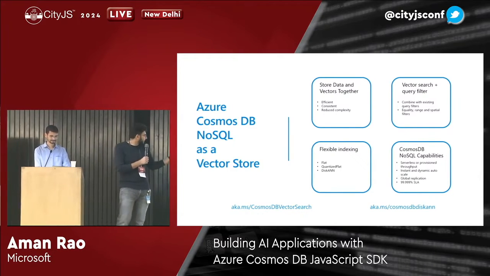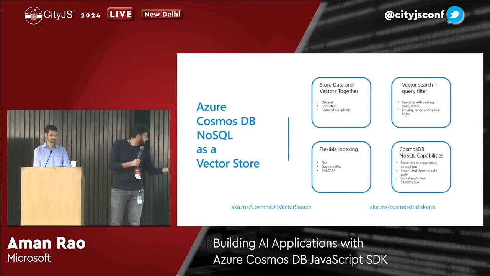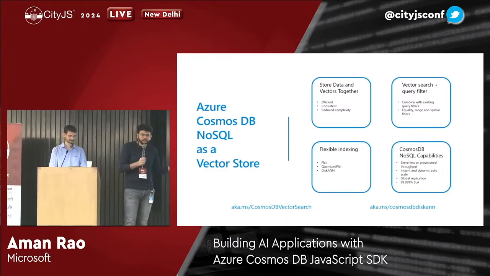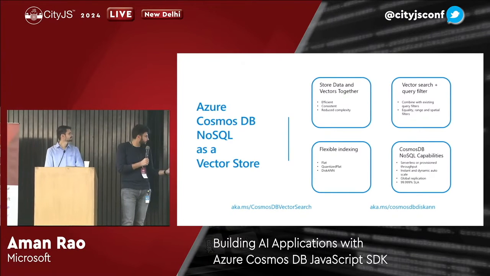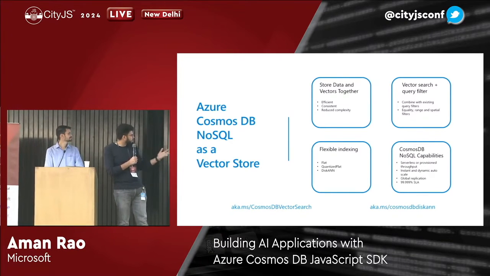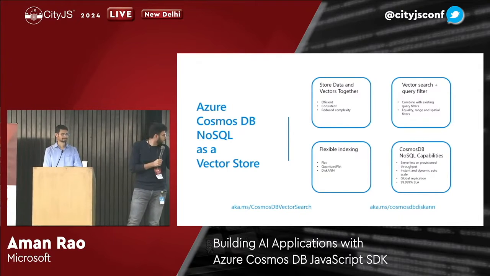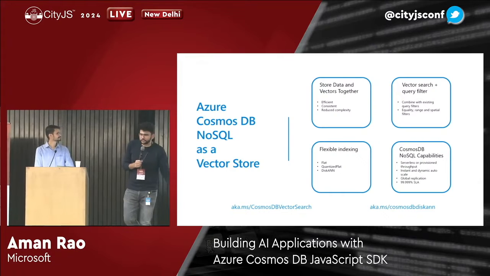Then there are different indexing policies like flat, quantized flat, and DiskANN, and that helps you query your data very efficiently. And once you combine all of this with Cosmos DB's own capabilities, you can get a very good vector search data store.